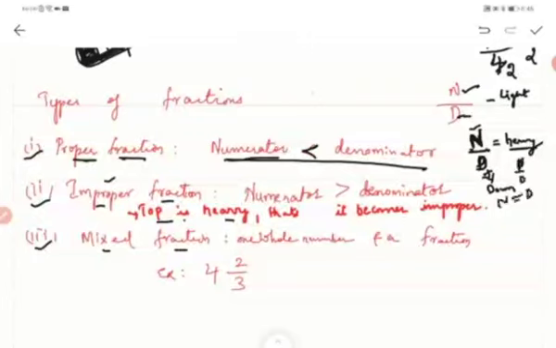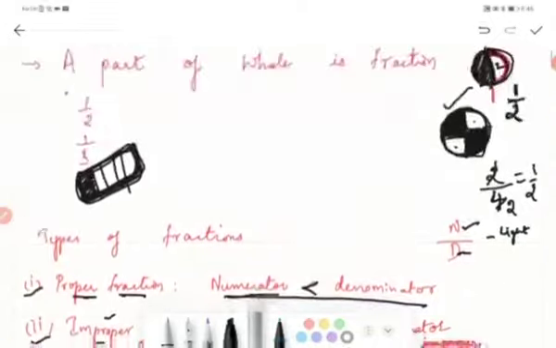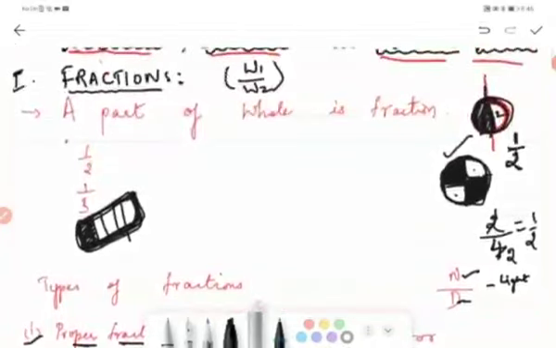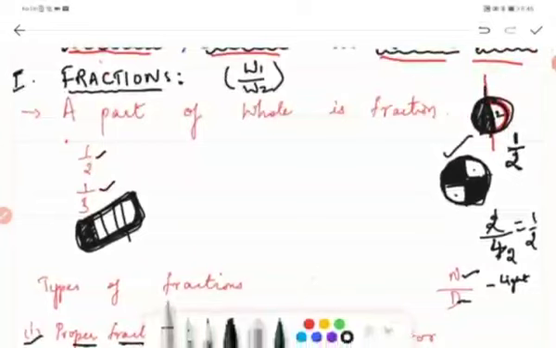Okay, students, so for an example, if I give these fractions we've seen: 1 by 2, 1 by 3, are they proper fractions? Yes. In 1 by 2, numerator is what? Numerator is 1. 1 is less than 2, isn't it?